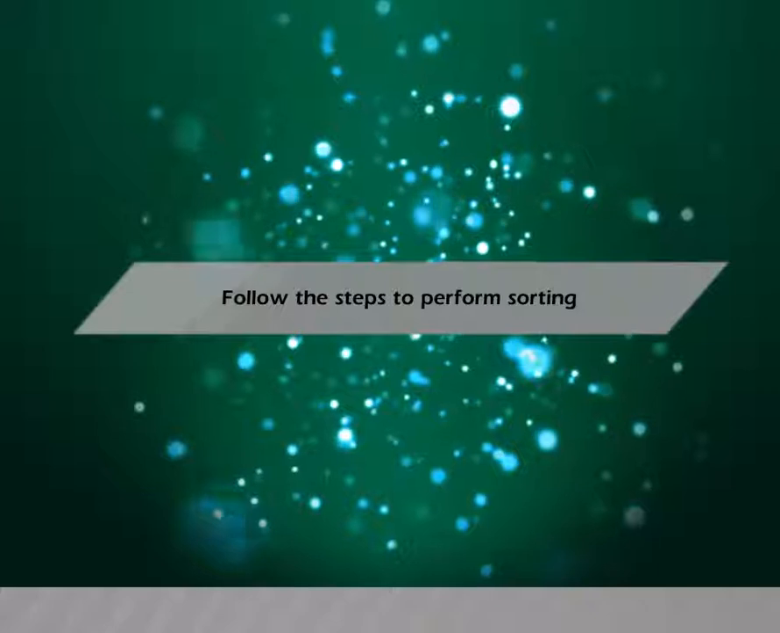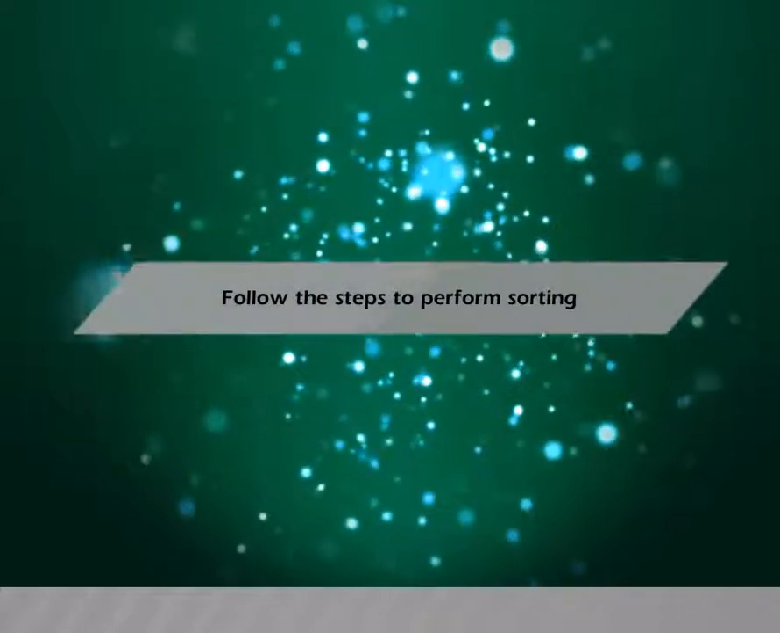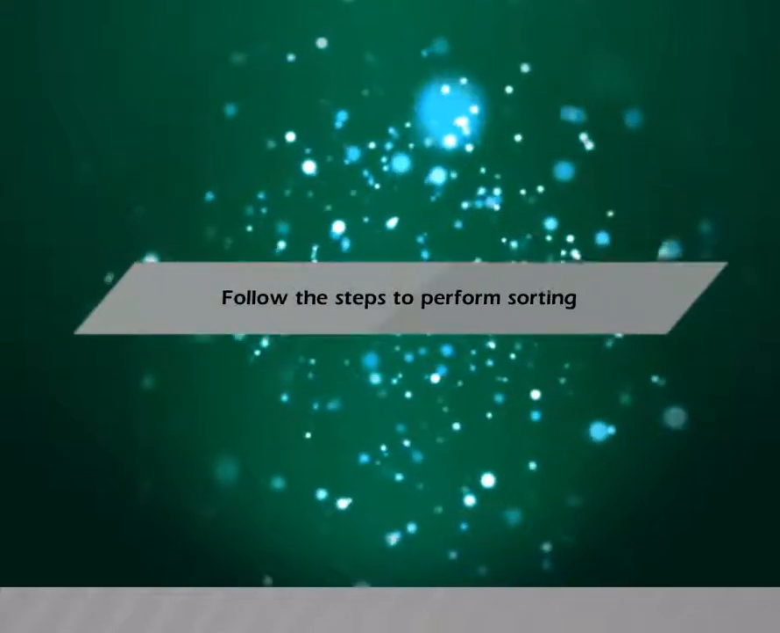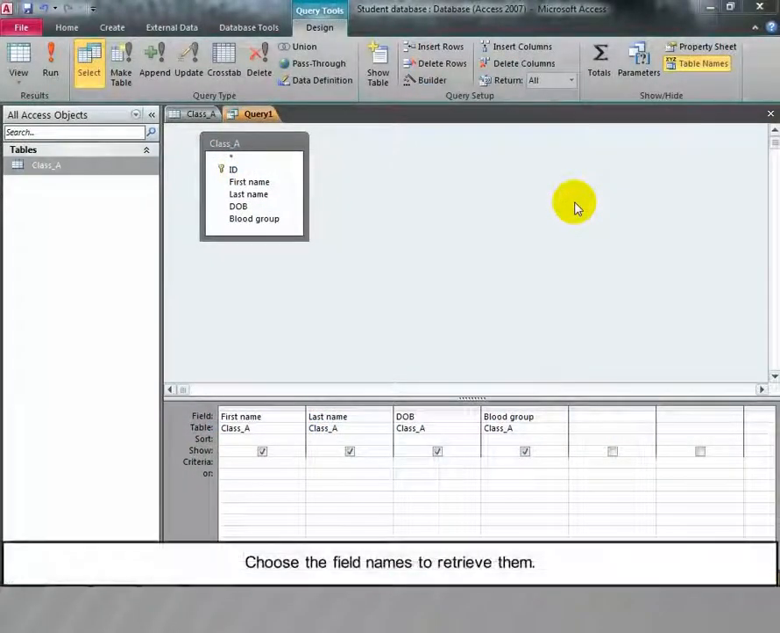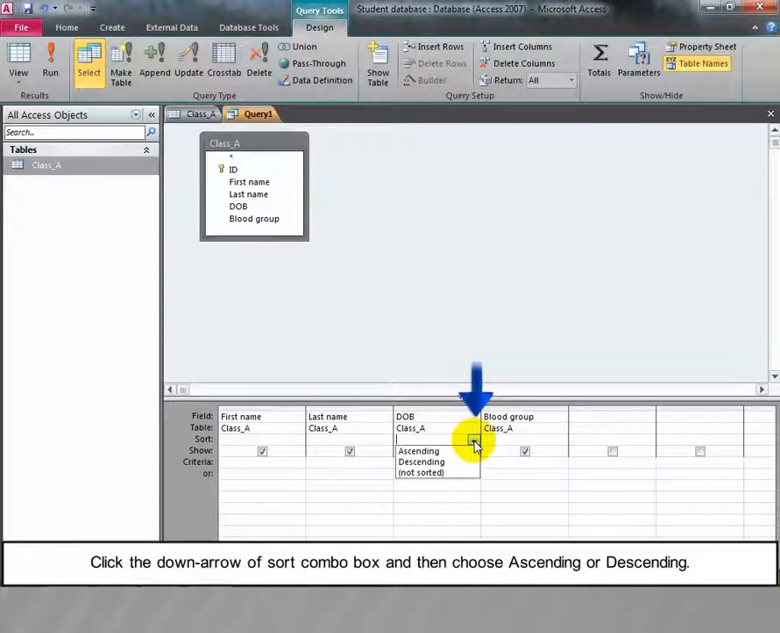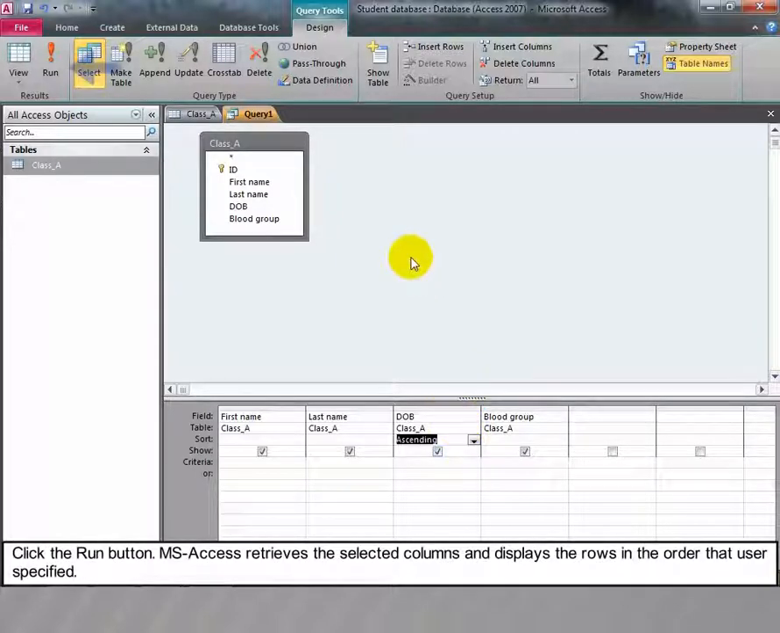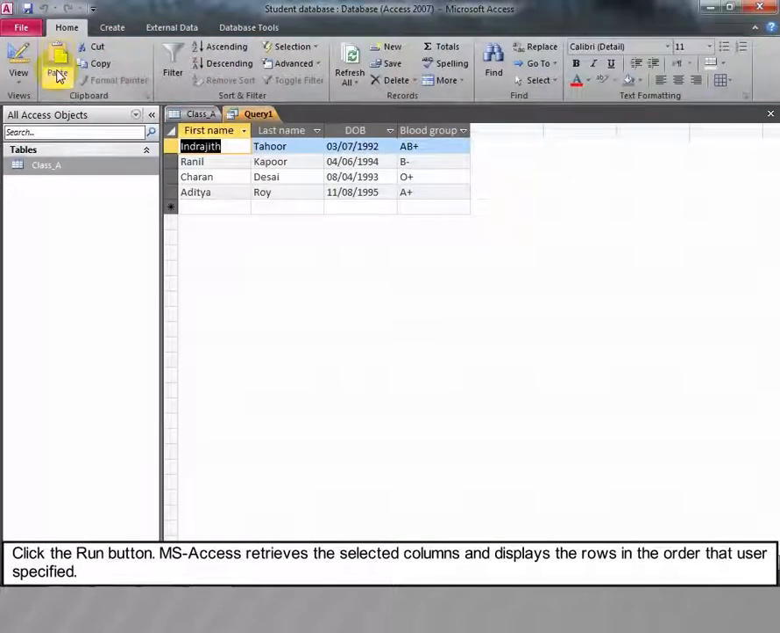Follow the steps to perform sorting. Choose the field names to retrieve them. Click the down arrow of the Sort combo box and then choose Ascending or Descending. Click the Run button. MS Access retrieves the selected columns and displays the rows in the order that the user specified.